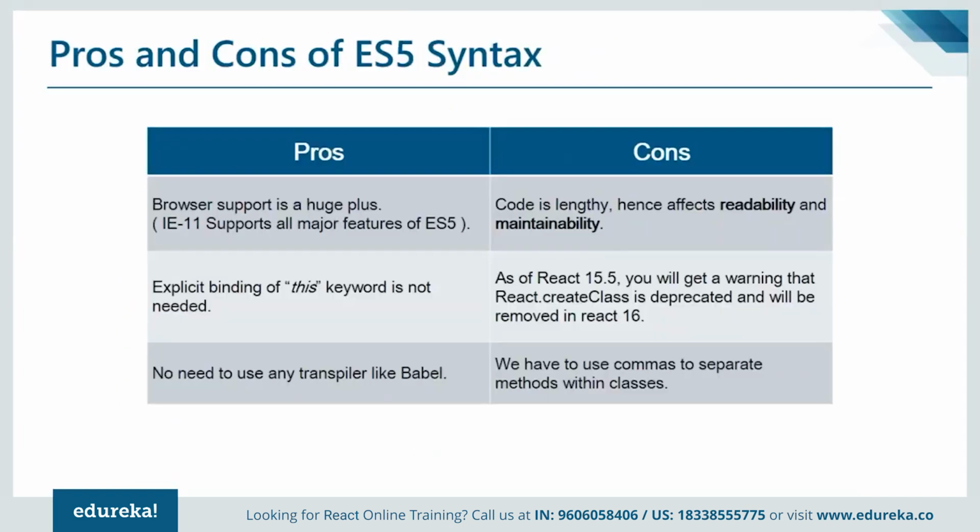Now let's talk about the pros and cons of ES5 syntax. What are the pros of ES5 syntax? It has browser support, which is a huge plus. Since ES6 is very new, many browsers do not support ES6 code as of now. Explicit binding of the this keyword is not needed. In ES6 classes, explicit binding of this is required, whereas in the latest version of React, 16.0, and before 15.5, explicit binding is not required.